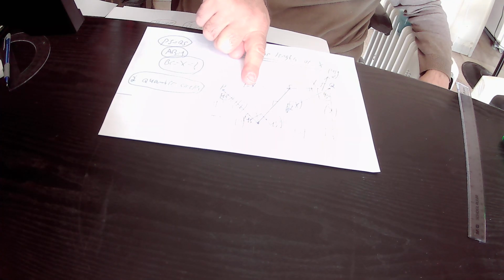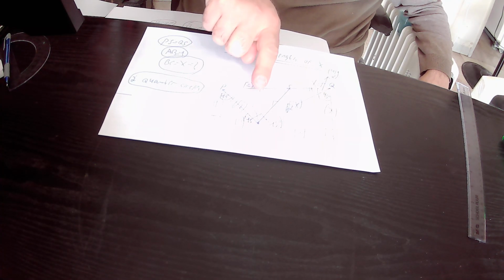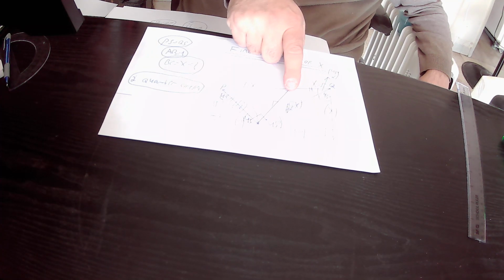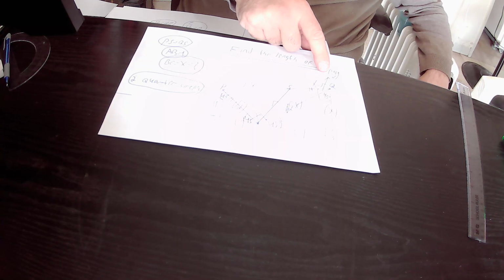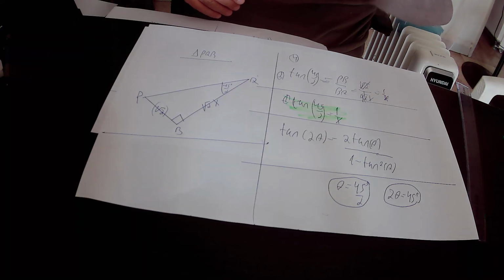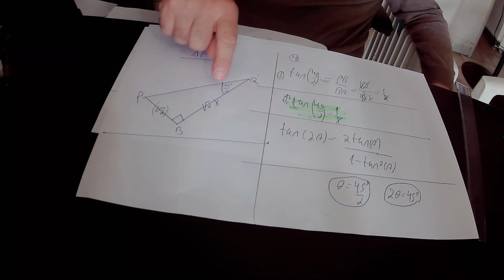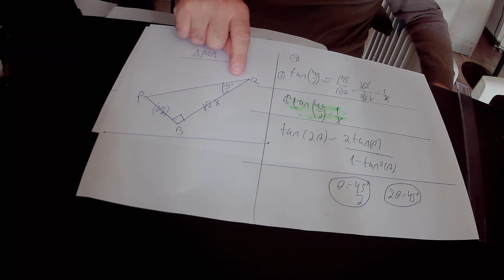Side PB of the right triangle PBQ is square root of 2, side BQ equals square root of 2 times x units, and this is again alpha, which is equal to 45 over 2 degrees. Because again, this is the right triangle PBQ that I copied from the original domain. PB equals square root of 2, BQ equals square root of 2 times x, and this is angle alpha, equal to 45 over 2 degrees.